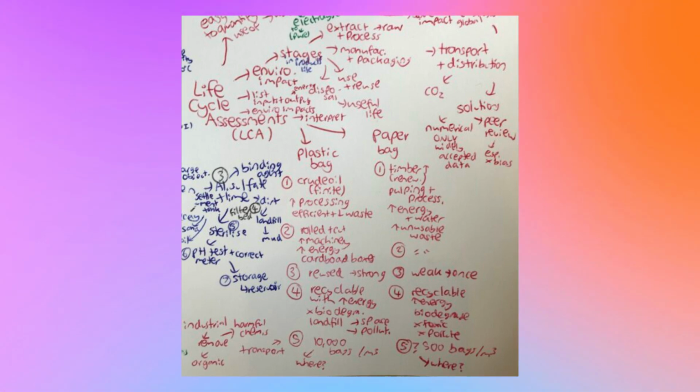Commonly, you might be asked to do an LCA on a plastic versus a paper product, so we're going to do a plastic bag versus a paper bag. Well, stage number 1 for a plastic bag, we use crude oil, which is a finite resource. It requires lots of processing, however it's incredibly efficient and produces little waste. For a paper bag, we use large amounts of timber. Timber is a renewable resource, but we then need to pulp it and process it. This requires lots of energy and lots of water, as well as producing lots of unusable waste.